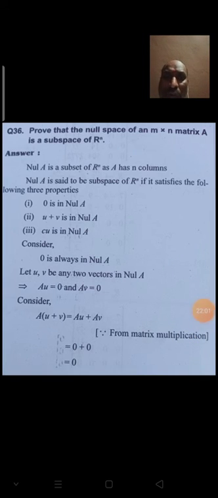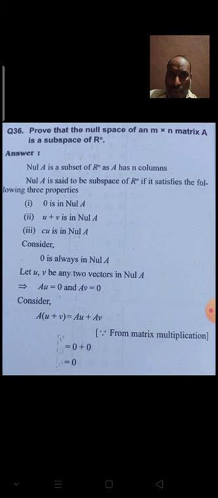Okay, we discuss another theorem, a small theorem. Prove that the null space of an m by n matrix A is a subspace of R power n. The null space of A, null A, is a subset of R power n, as A has n columns.